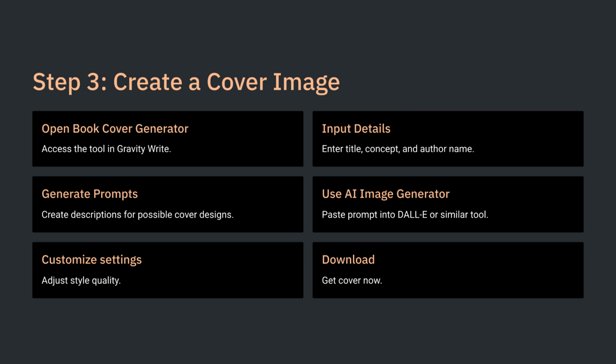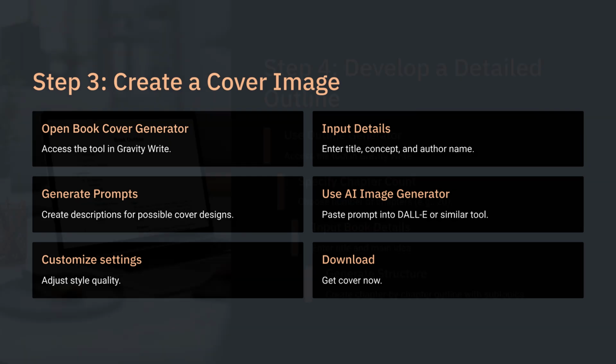4. Copy one of the prompts and paste it into an AI image generator, e.g., DALL-E. 5. Customize settings like aspect ratio, style, and quality. 6. Download your generated cover.